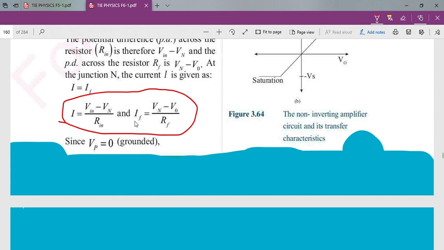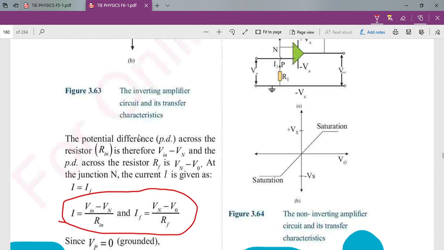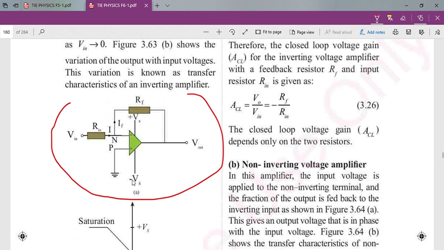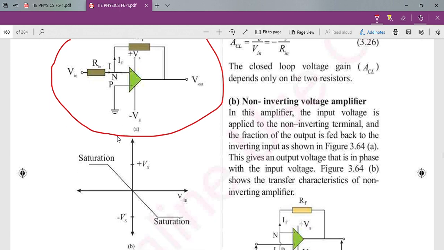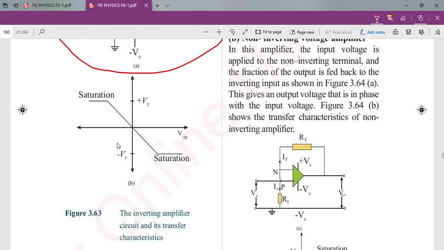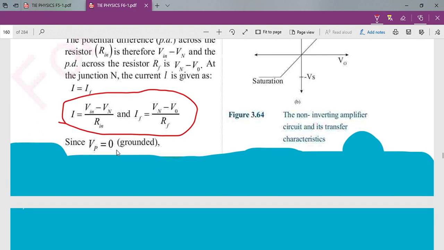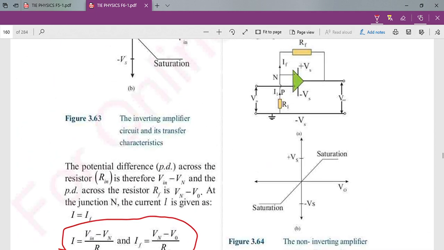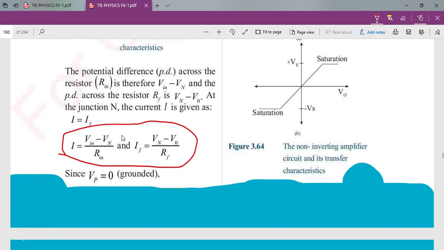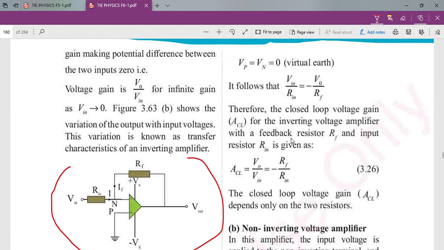Also, note that since Vp is grounded, as you observe here, point N is what we call virtual earth. If it is virtual earth, it means Vp is equal to Vn and is equal to 0. You can substitute: if Vp is equal to 0 and Vn is equal to 0, you can minimize this equation, so you will obtain this formula.